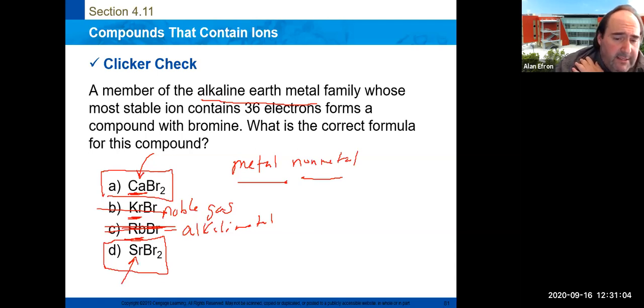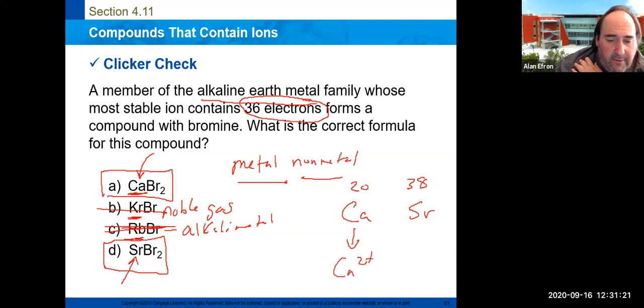So it does say that the most stable ion contains 36 electrons. If we look at calcium on the periodic table, that is number 20. We look at strontium, that is number 38. When calcium makes a +2 charge, it will end up with 18 electrons. When strontium makes its +2 charge, it will end up with the magic number of 36 electrons.